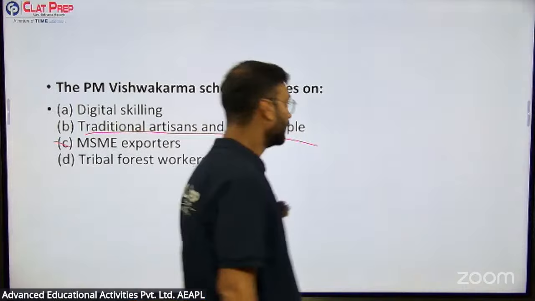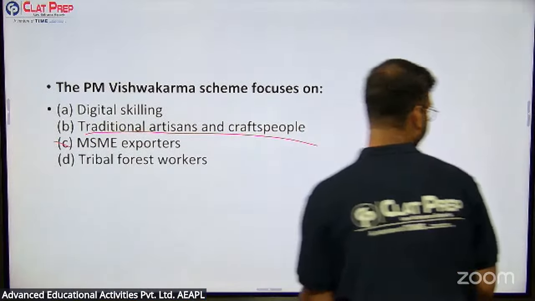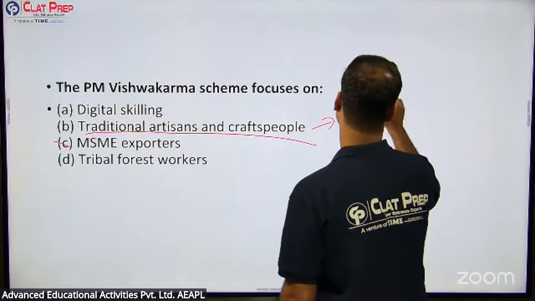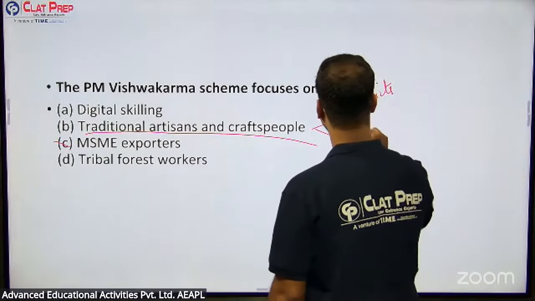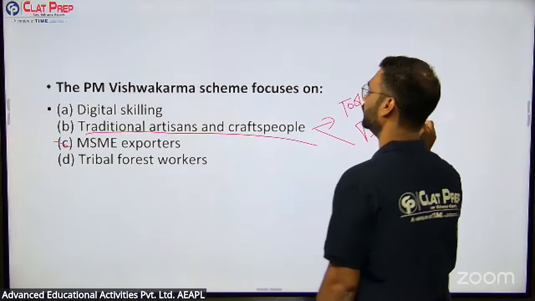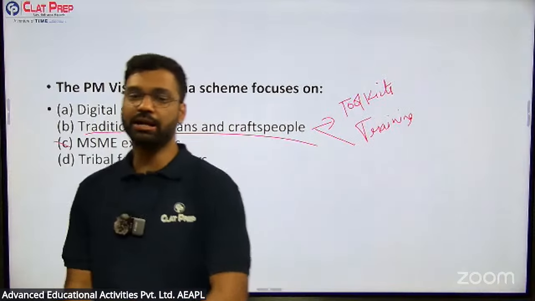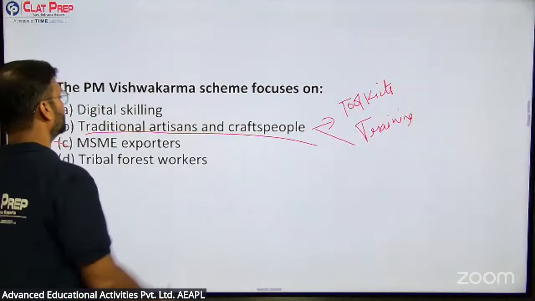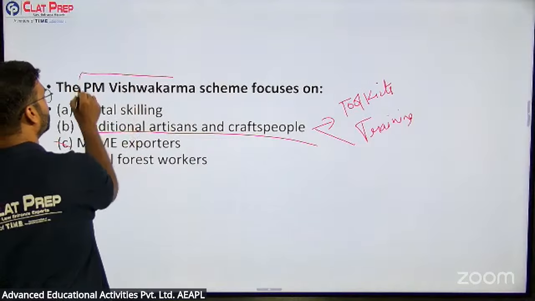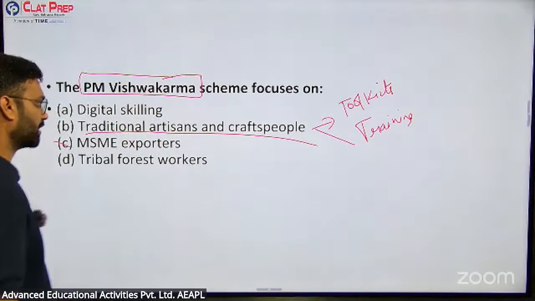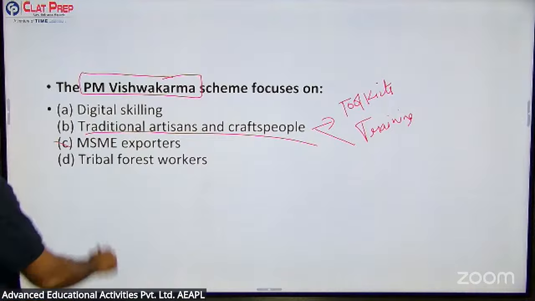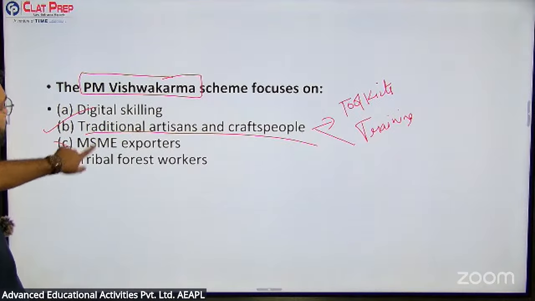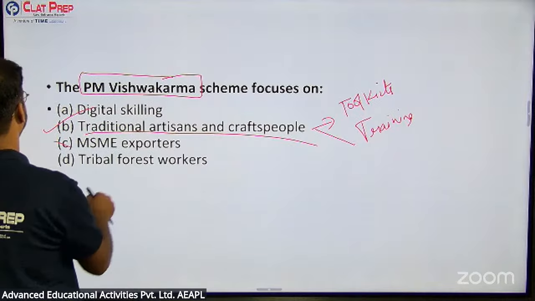Now, basically, the idea under the Pradhan Mantri Vishwakarma scheme is to provide toolkits and also some form of training to traditional artisans and craft people so that they can be self-dependent, and they can find self-employment opportunities. That is the idea behind the PM Vishwakarma scheme. So the answer for this question would be option B, traditional artisans and craftspersons. This is the focus area under the Pradhan Mantri Vishwakarma scheme.